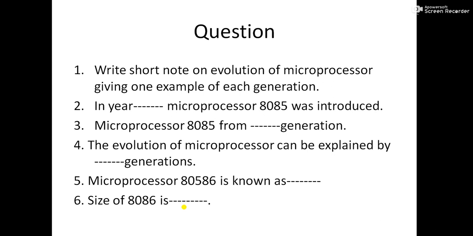You may have different questions also in the form of fill in the blanks, or the short note where you have to explain all the generations or you have to explain 2 or 3 generations. According to the questions, you have to write the answer. So I hope all the students are clear with this evolution of microprocessor topic. So thank you very much.